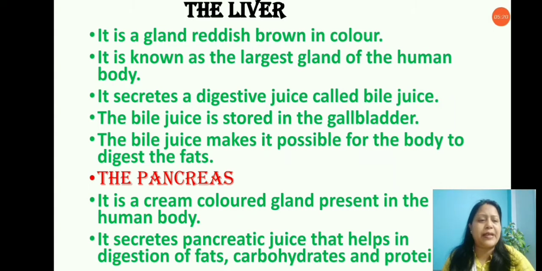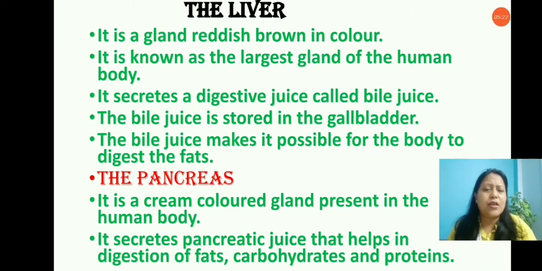Now next is the pancreas. The pancreas is also a gland, a cream colored gland present in the human body. It secretes pancreatic juice that helps in digestion of fats, carbohydrates and proteins. This is the most important thing which you need to really remember, that the pancreatic juice helps in digestion of fats, carbohydrates and proteins.